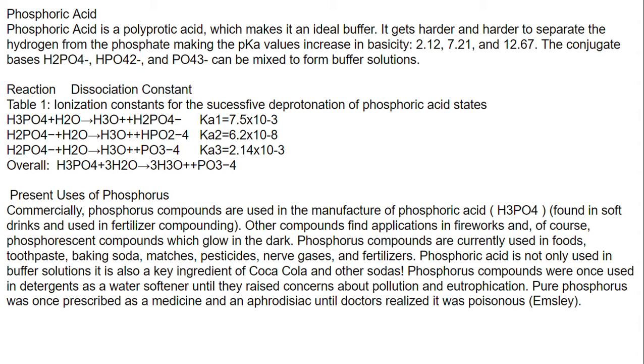Presently, phosphorus is used commercially as phosphorus compounds. They are used in the manufacture of phosphoric acid, used in soft drinks and fertilizer compounding. Other compounds find applications in fireworks and, of course, phosphorescent compounds that glow in the dark. Phosphorus compounds are currently used in foods, toothpaste, baking soda, matches, pesticides, nerve gases and fertilizers.